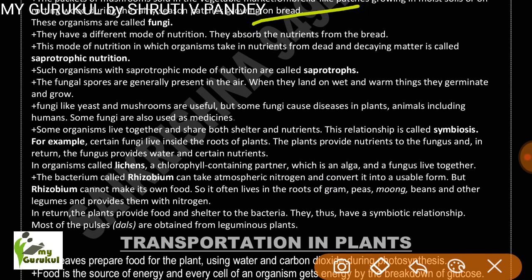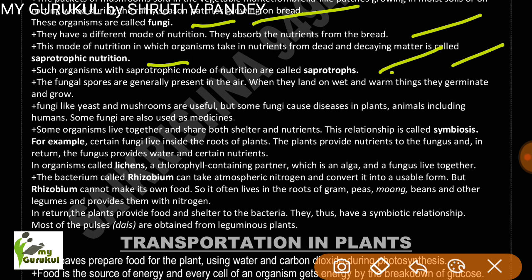Patches growing on bread are organisms called fungi. So they have a different mode of nutrition. They absorb the nutrients from the bread, and this mode of nutrition in which organisms take nutrients from dead and decayed matter is called saprotrophic nutrition. Such organisms with a saprotrophic mode of nutrition are called saprotrophs.